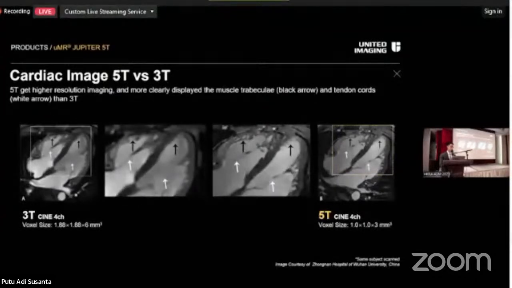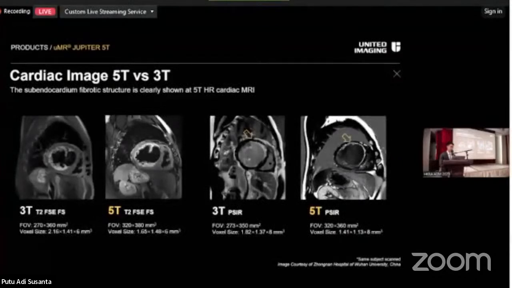So compared to your conventional 1.8 by 1.8 by 6, we're looking at 1 by 1 by 3. So here we can better visualize the muscle trabeculae and tendon cords in the heart, as indicated by the black and white arrows. The same can be said for dark blood T2 images and also post-gadolinium PSIR images, which show the sub-endocardium fibrotic structures on this particular patient.